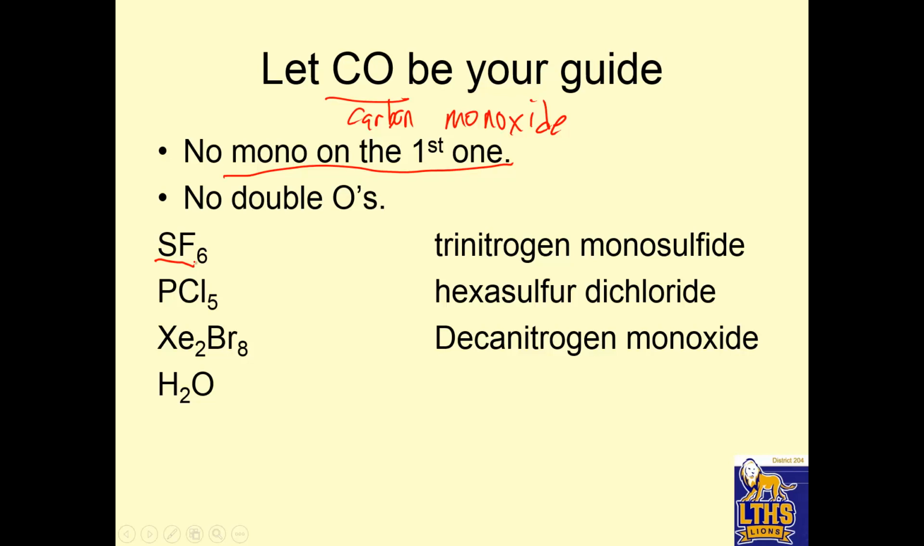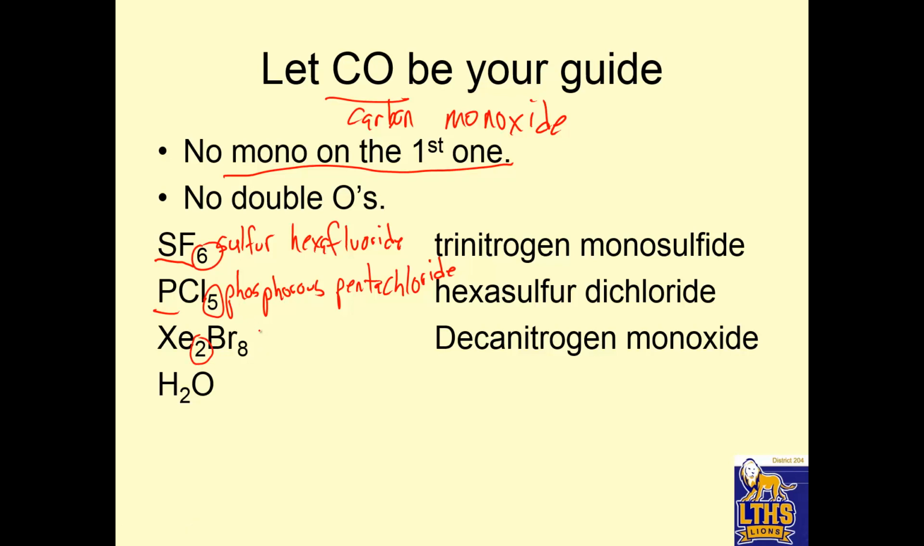SF6. S is sulfur, and no mono on the sulfur. Sulfur. 6 is hexa. Hexafluoride, ends in ide, sounds good. P is phosphorus. Five is penta. Pentachloride, ends in ide, sounds good. Now I have a prefix of 2 without mono. So for the first one, it would be dixenon.